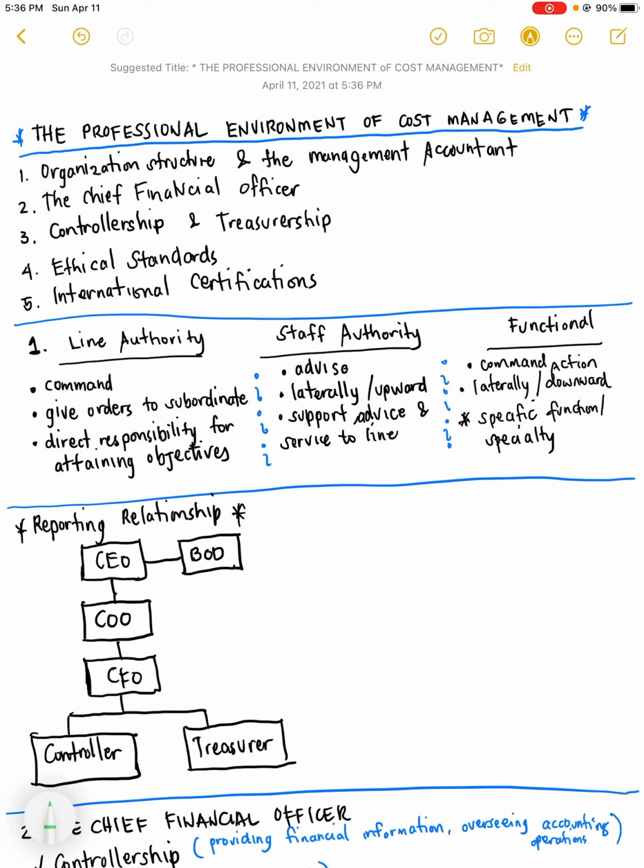For this video, we will have a short discussion on the topic professional environment of cost management. Within this video, we will be discussing first, the organizational structure and the management accountant. Second, we will have a detailed discussion about the chief financial officer. We will differentiate controllership and treasurership. We will also discuss ethical standards with respect to management accountants, as well as identify and enumerate international certifications that are available to our management accountants.